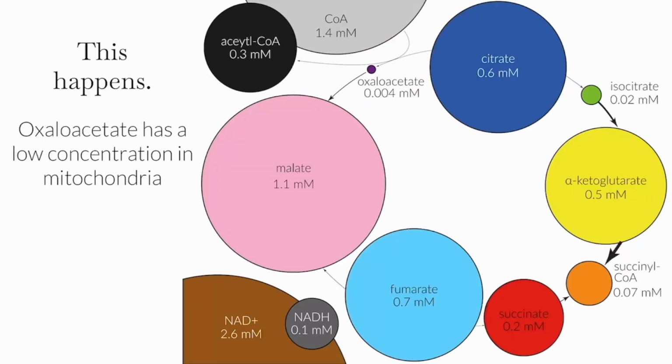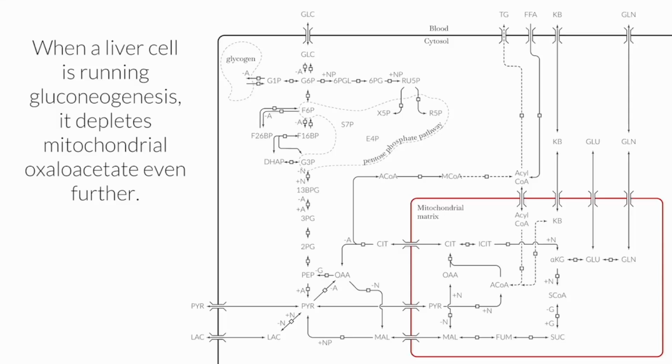And it turns out that actually happens. And maybe you recall, maybe not, but oxaloacetate actually has the lowest concentration of any of the metabolites in the citric acid cycle. So this is taken from bacteria cranking along at full aerobic respiration, so it might be a little different in the human mitochondrion, but still, its concentration is 0.004 millimolar. Contrast that with malate, which is 1.1 millimolar. It's like 1,000 times lower concentration than many other metabolites. What that means is it's actually quite sensitive to depletion. And when a liver cell is, say, running gluconeogenesis, it's actually going to deplete mitochondrial oxaloacetate even lower than what we showed here.